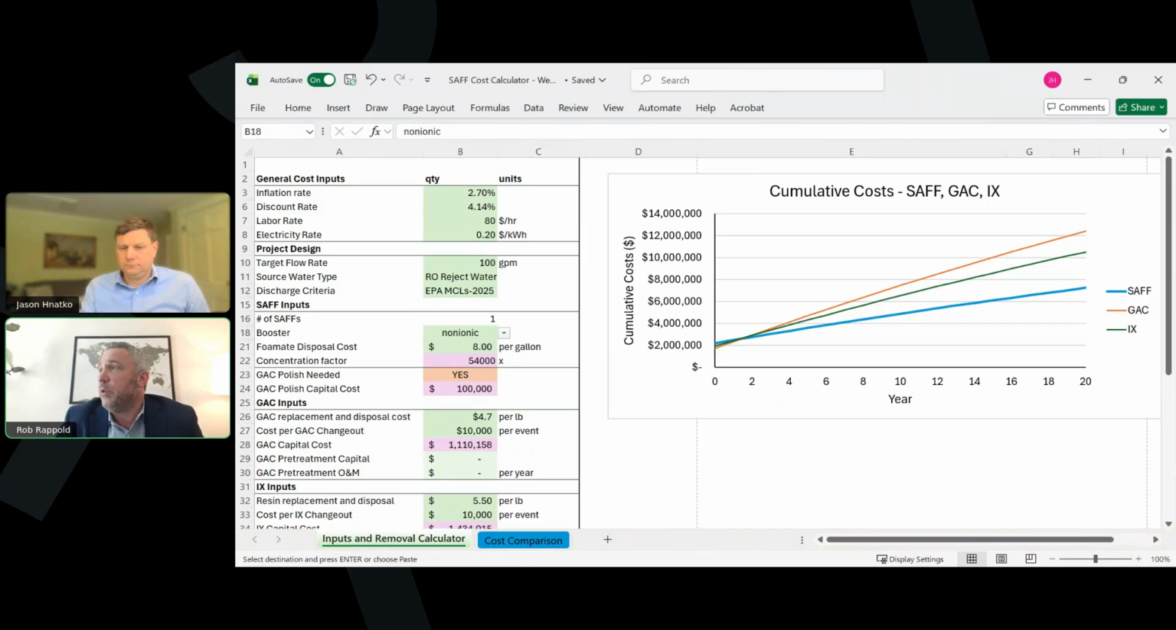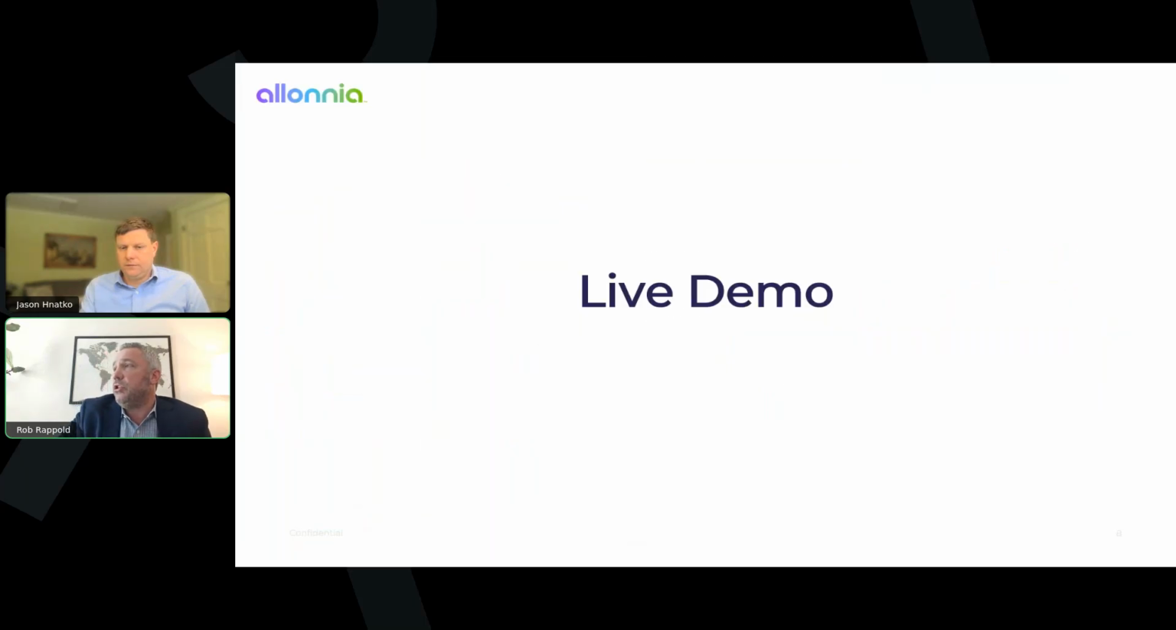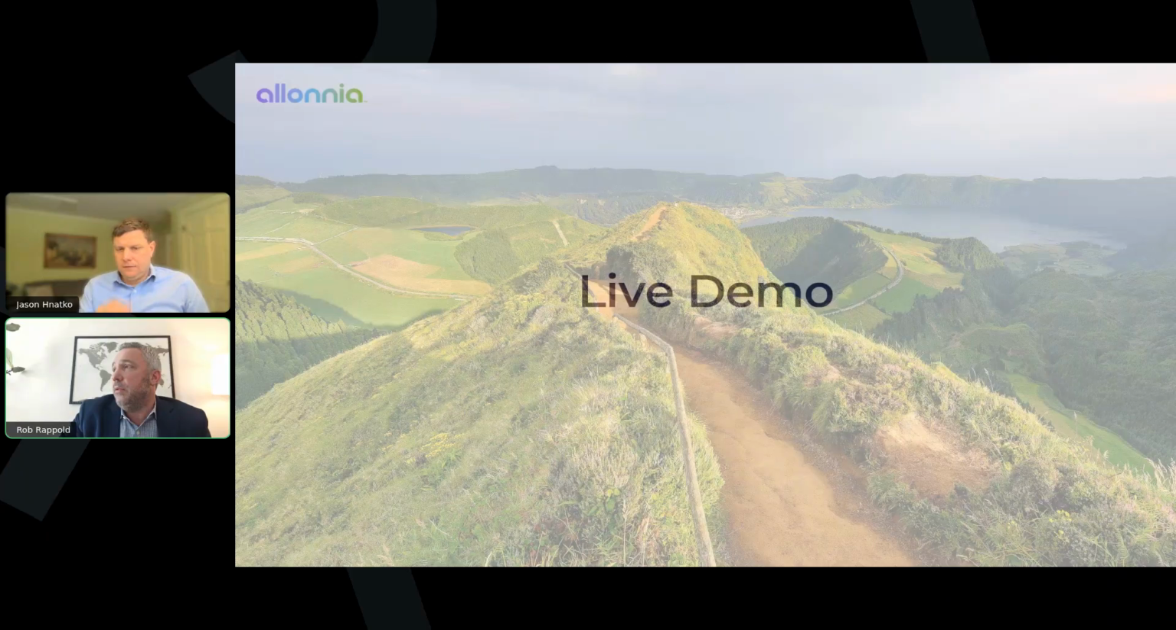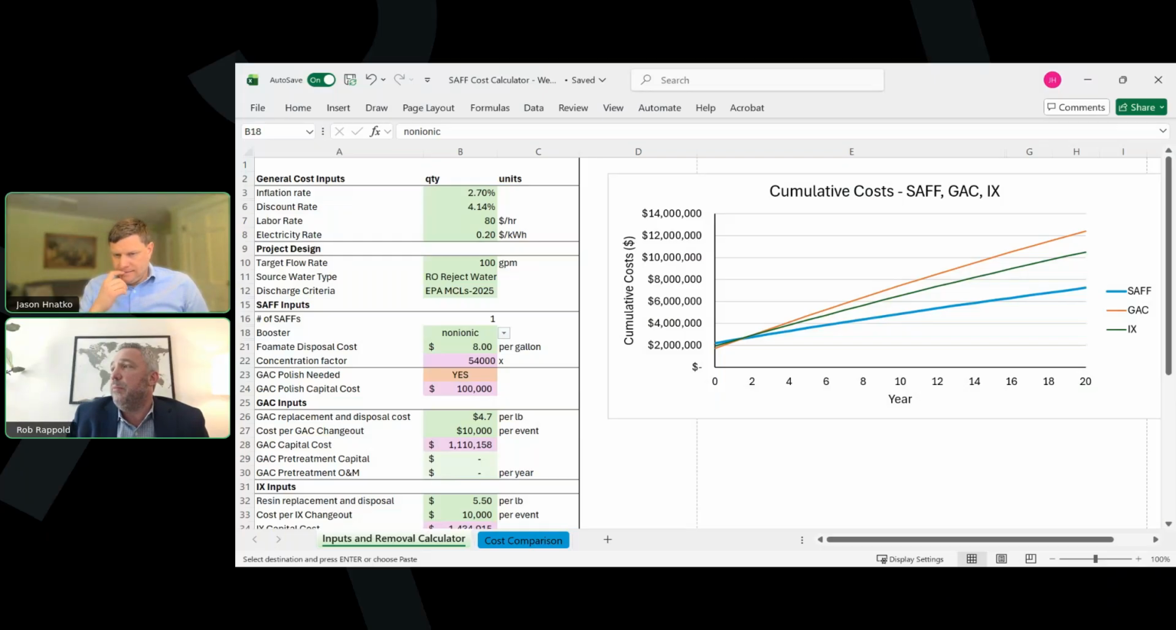So there is another question that came in. Does the booster impact the GAC polish performance? If so, does the calculator include additional GAC capacity to remove the SAFF booster? So the short answer is no, it doesn't include that cost.